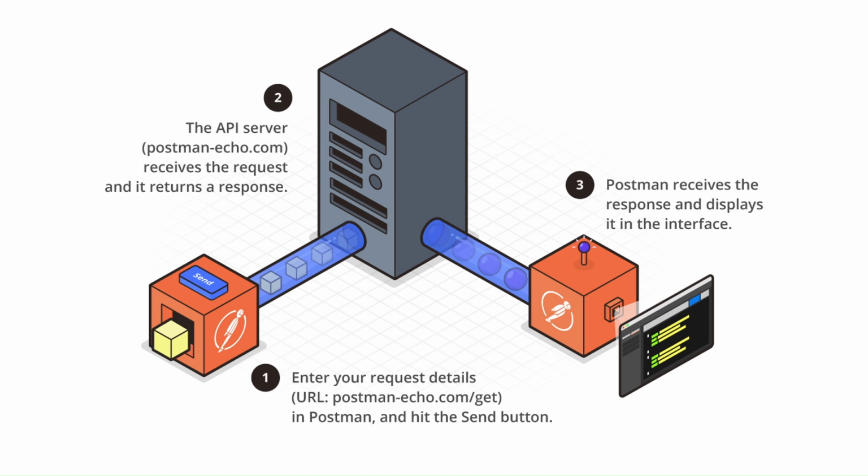And to briefly show how this works in Postman, we can see that a request from Postman is sent to the API server, where the server processes the request and sends out a response. Postman then receives this response and displays it in the interface.